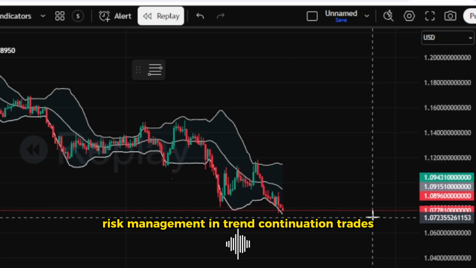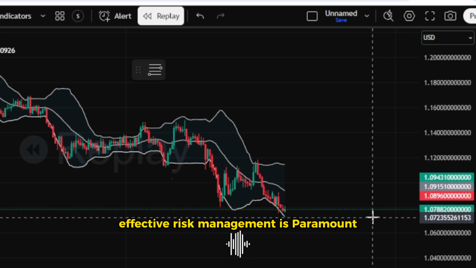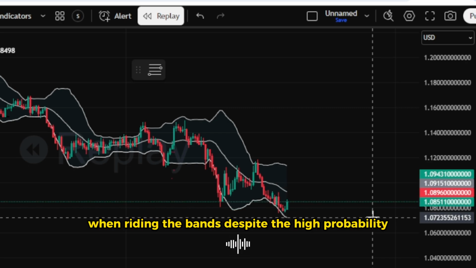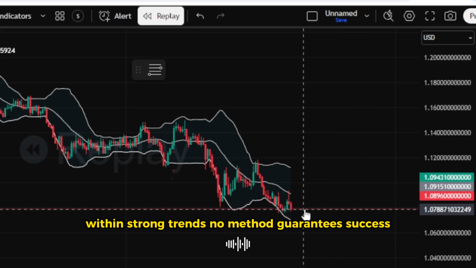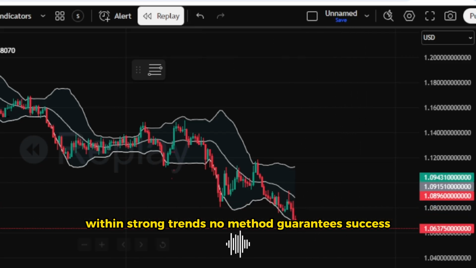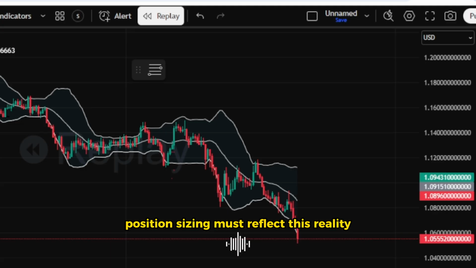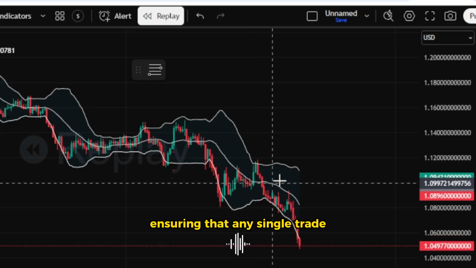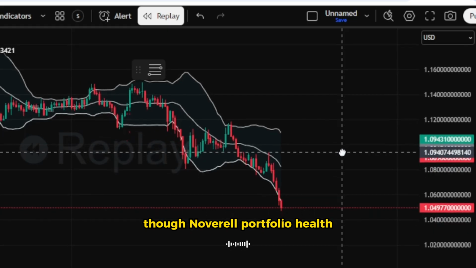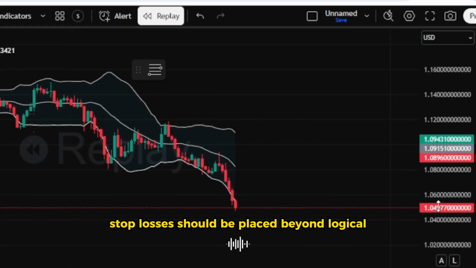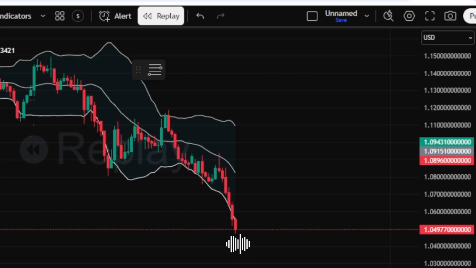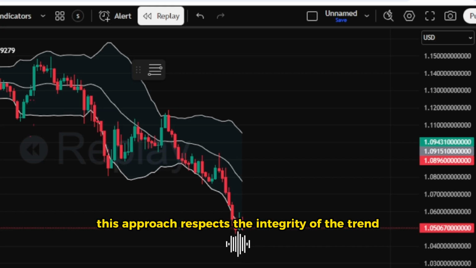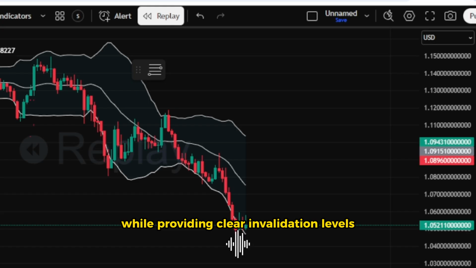Risk management in trend continuation trades. Effective risk management is paramount when riding the bands. Despite the high probability nature of continuation trades within strong trends, no method guarantees success. Position sizing must reflect this reality, ensuring that any single trade carries a manageable impact on overall portfolio health. Stop losses should be placed beyond logical structural points, not arbitrary percentages. This approach respects the integrity of the trend while providing clear invalidation levels.